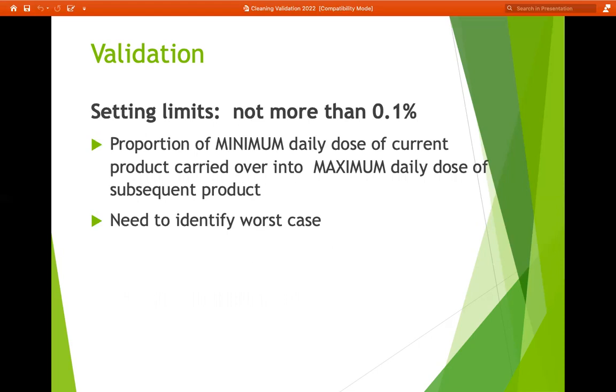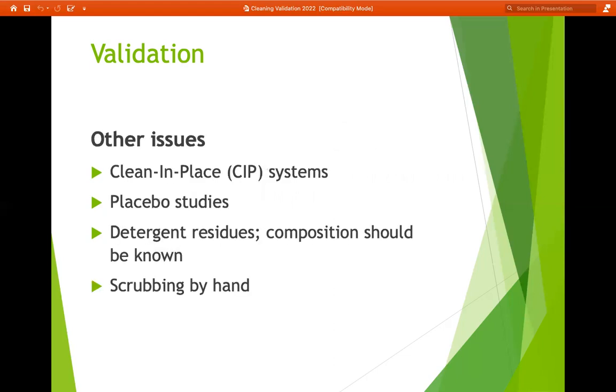Setting limits, not more than 0.1%. This is a very simple method you can use for cleaning validation: a proportion of the minimum daily dose of the current product over the maximum daily dose of the subsequent product. You need to identify worst case products, and you can set that not more than 0.1% shall be carried over into the other product. This can be the easiest criterion when you do not have any PDA data or any specific data for your product.